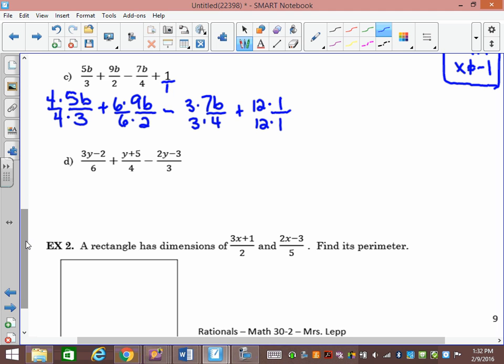Are there any non-permissible values in this question? No, our denominator doesn't have a variable or a letter in it, right? So there's no non-permissible values.